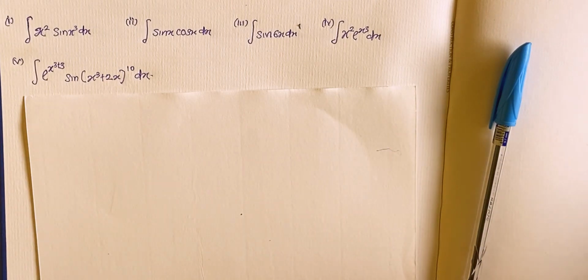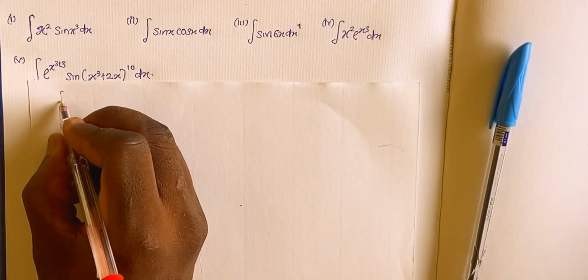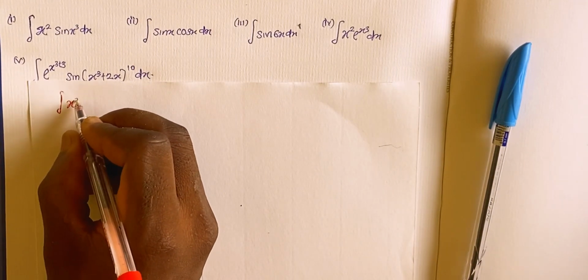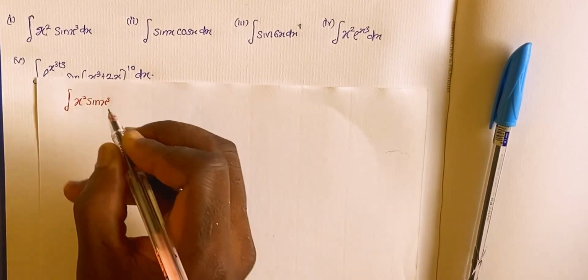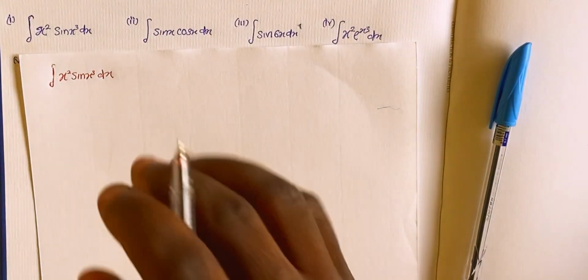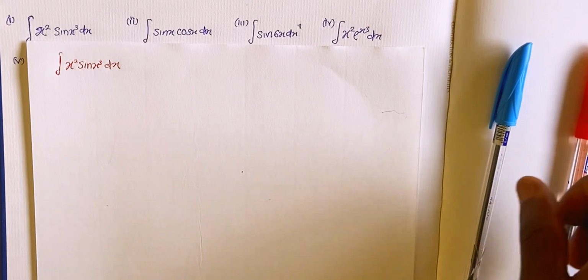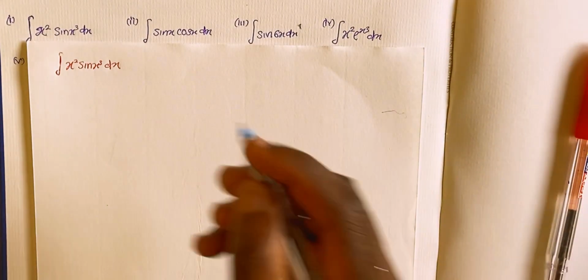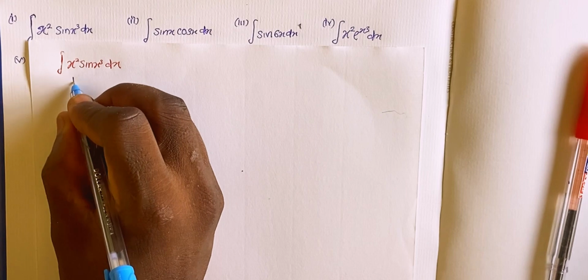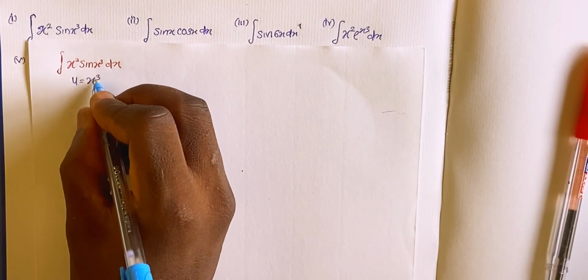Now let's say I'm having the integral of x squared sine x cubed dx, right? And I'm asked to integrate this kind of question. At first, I can actually apply integration by parts, and it's going to work, because I'm having two functions here: the algebraic function and also the trigonometric function. But the better way to solve it is to use the u-substitution method, so that I can say let u equal x raised to power 3, right?